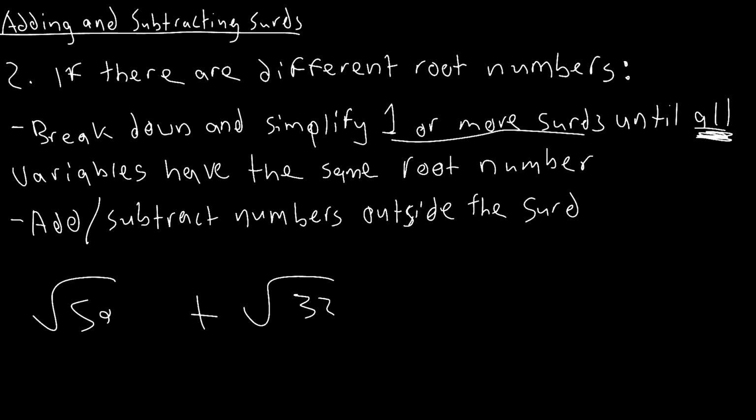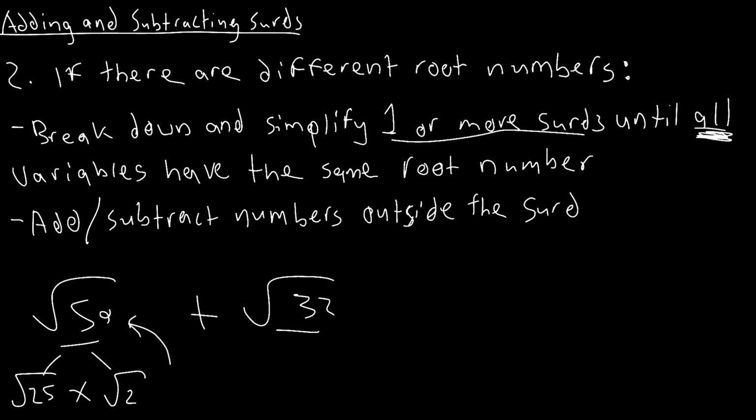So the way to add them would be to make sure that all of them have the same root number. So how can we do this? We can actually simplify each surd and break them down so they all have the same root number. So, simplifying surds, as explained in my previous video, we would have to break down and separate the surd into two. One, which is the root of a square number, so in this case, let's say root 25, and then another, and then make sure they multiply to give me root 50.